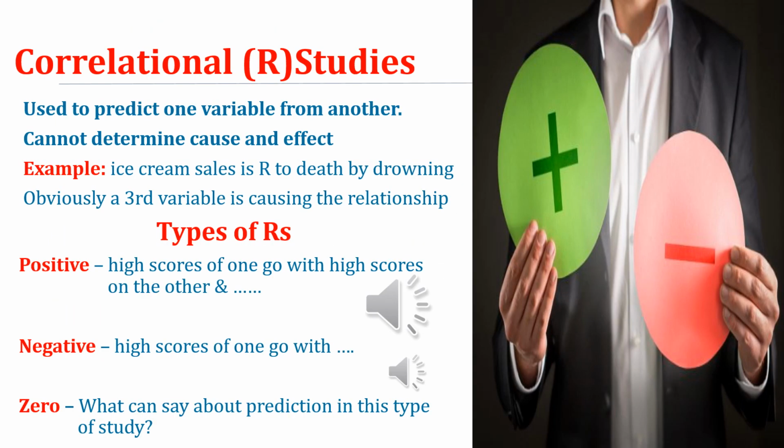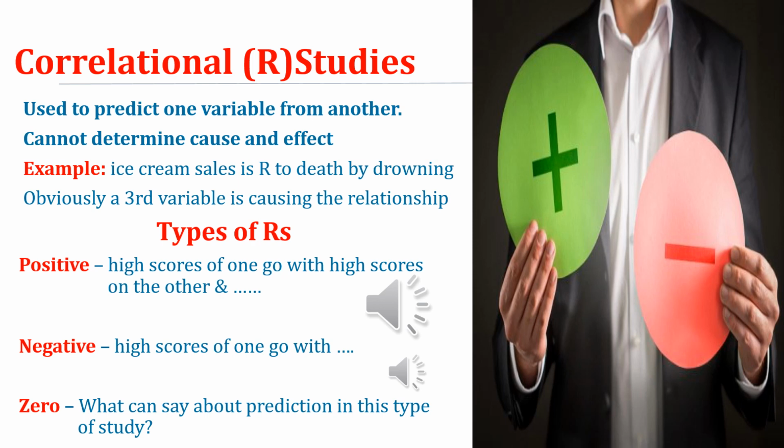Let's now consider a study called the correlational study. Its purpose, prediction. When we want to be able to predict one variable from another. There are three types of correlations that might come out if we did correlation research: a positive correlation, a negative correlation, or a zero correlation.